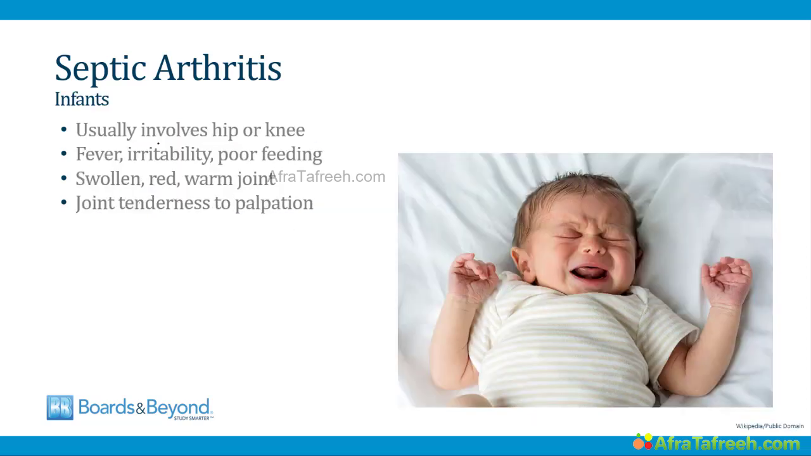Sometimes infants can develop septic arthritis. This usually occurs in the hip or the knee, and babies obviously can't tell you that they have a painful joint, so they will present with fever, irritability, and poor feeding. But then on exam, there will be a swollen, red, warm joint with joint tenderness to palpation. So examining the joints in any baby who has a fever is an important part of the physical exam.